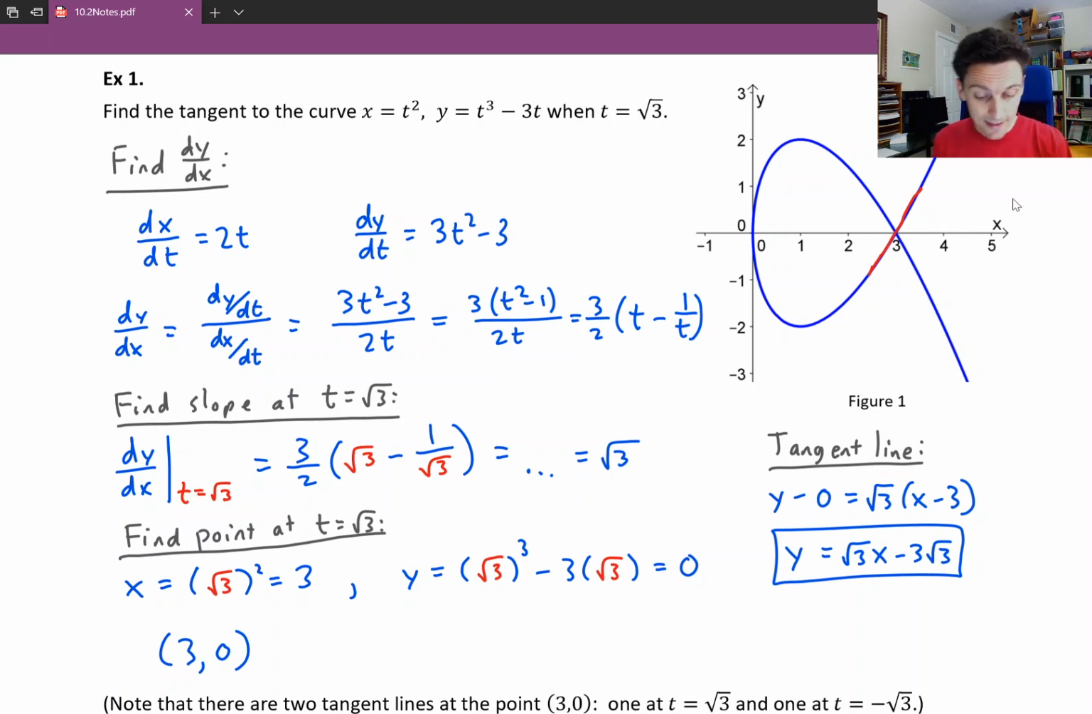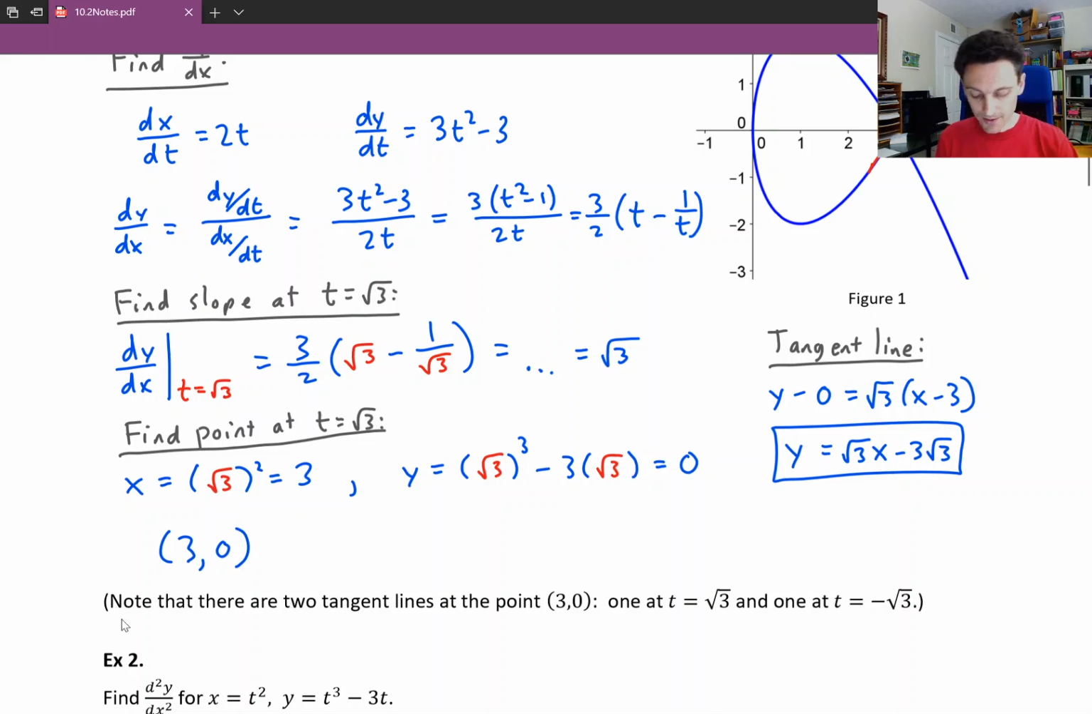If you looked at t equals negative root 3, you'd still be at that point 3, 0, but then you'd have a negatively sloped tangent line. You'd have this tangent line that goes down as you go to the right. So for parametric curves, you could have more than one tangent line at a particular point if the graph of the parametric curve ends up crossing itself.